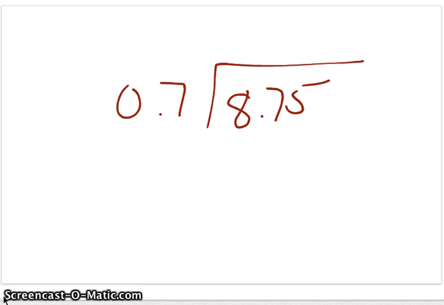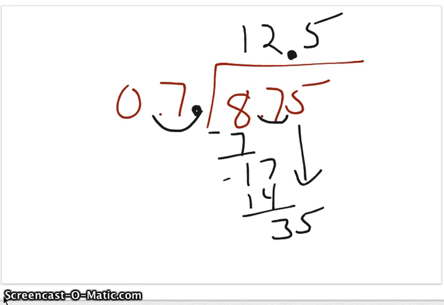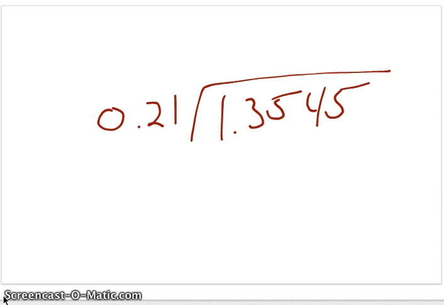Okay, so we have 8 75/100 divided by 7/10. I'm going to move that decimal once to the right. Whatever I do to the divisor, I'm going to do to the dividend, and move that one once to the right. Now I can divide. Okay, so 8 75/100 divided by 7/10 is 12 5/10.